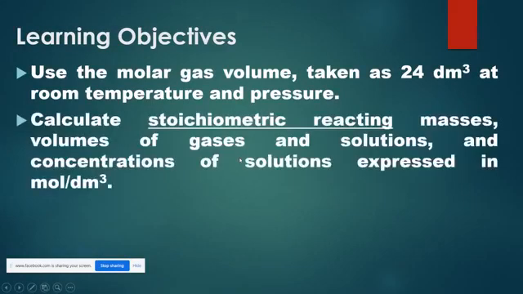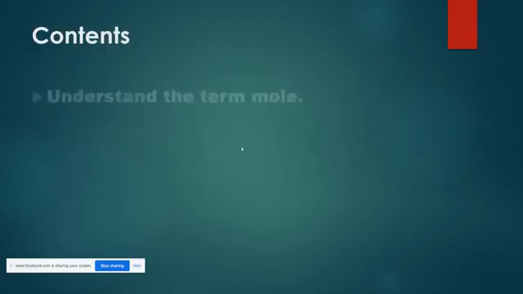Stoichiometry is calculations that involve chemical reaction. Every time you deal with stoichiometry, you have to use balanced chemical equation or reaction. If the chemical reaction is not balanced yet, you have to balance it first.